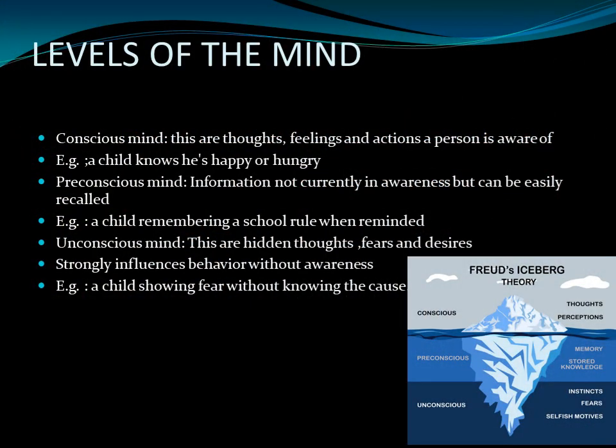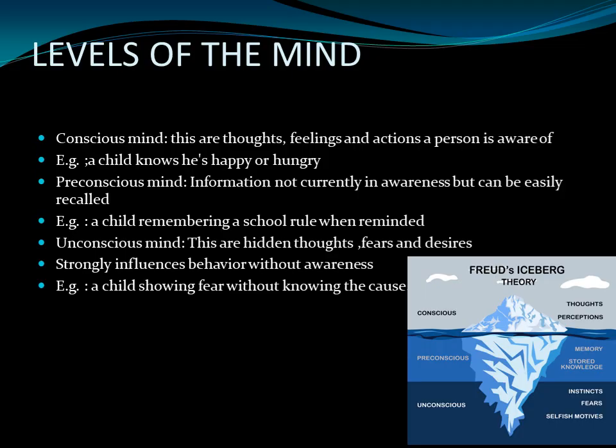The levels of the mind. Freud argued that as human beings, we have three levels of the mind. The first level is the conscious mind, the second level is the preconscious mind, and the third level is the unconscious mind. Let us look at this diagram here, Freud's iceberg theory. On the diagram we can see the iceberg, and on the top of the iceberg is where the conscious mind is, the thoughts that we are aware of.